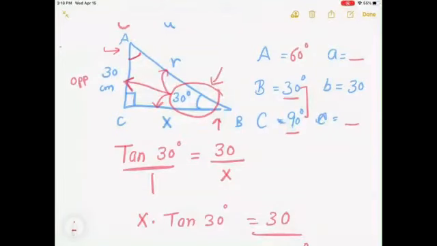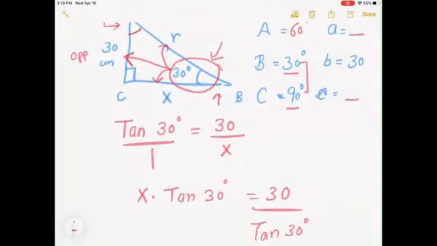Which one has opposite and hypotenuse? So I would use sine or cosecant, one of those, and then just set it up and solve. That could be one way.